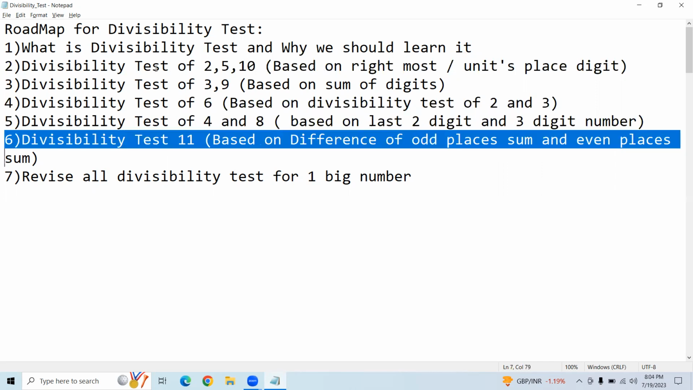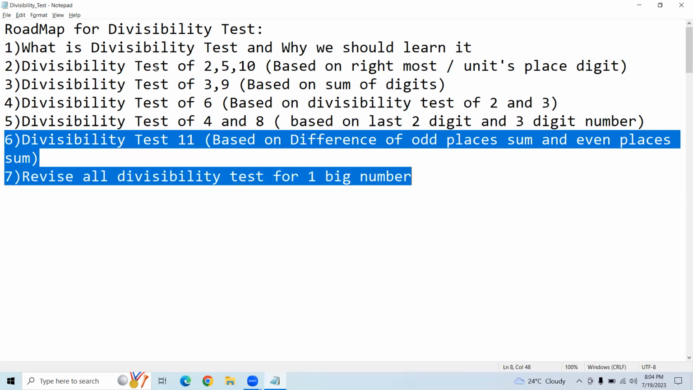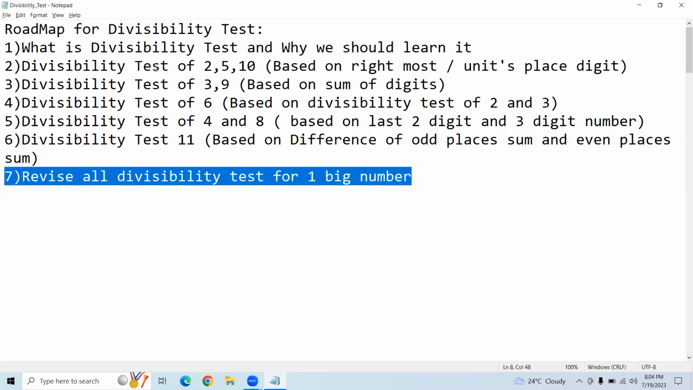Then we will do the divisibility test of 11. It is a bit complex, and depends on the odd places sum and even places sum. And at the end, we will revise all the divisibility tests for one big number. We will take one big number, like a mobile number of 10 digits, and then check with 2, 3, 4 whether that given number is divisible by them or not.